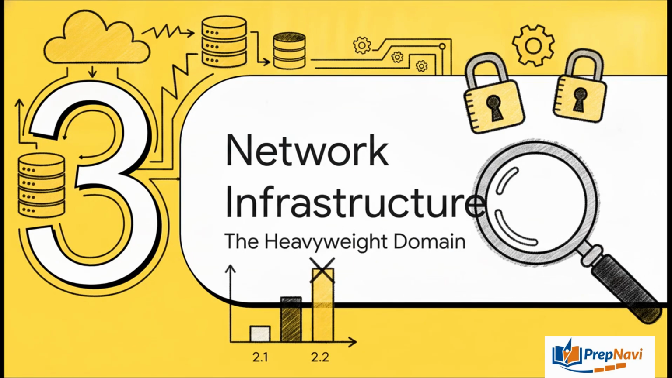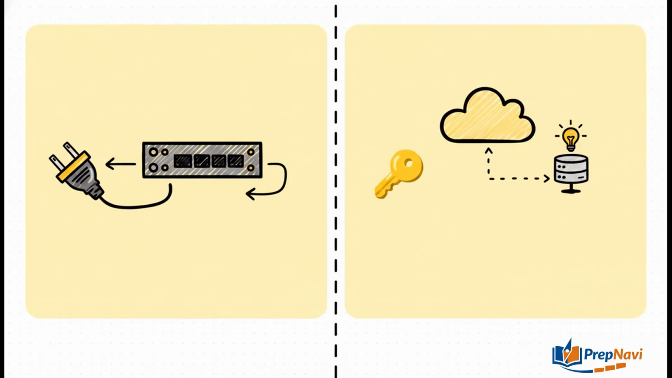All right, section 3, the heavyweight, network infrastructure. Okay, we are diving deep into this massive 30% chunk because this is where we see some huge exam traps, specifically differentiating between objectives 2.1 and 2.2. This is where so many candidates lose really easy points. The crucial thing here is understanding the hard lines Cisco draws between the physical and the logical.